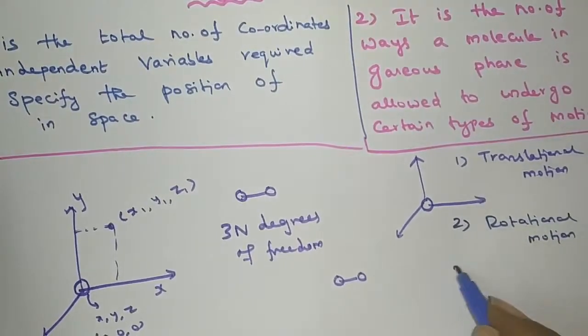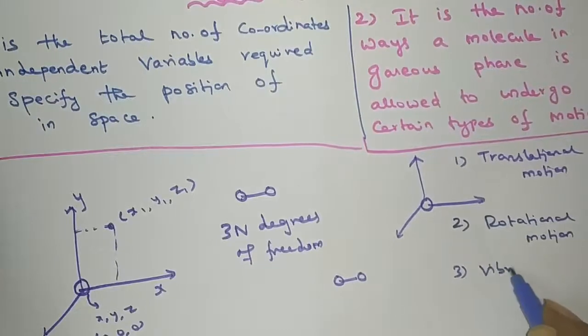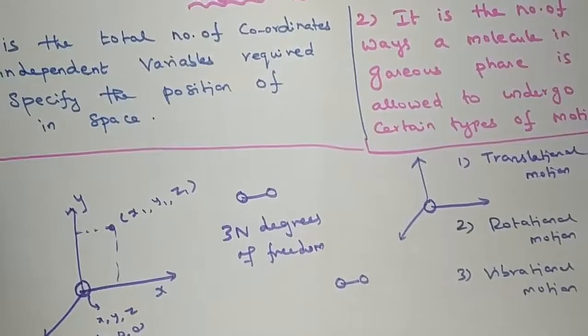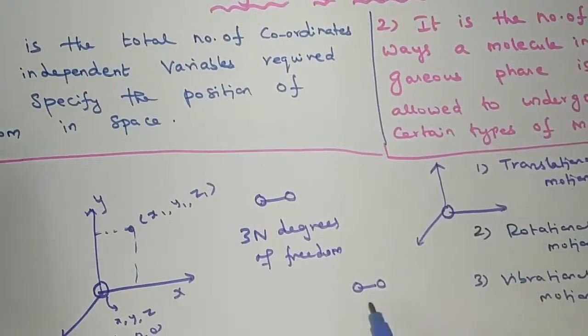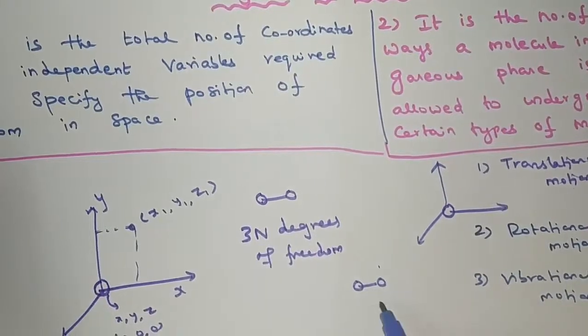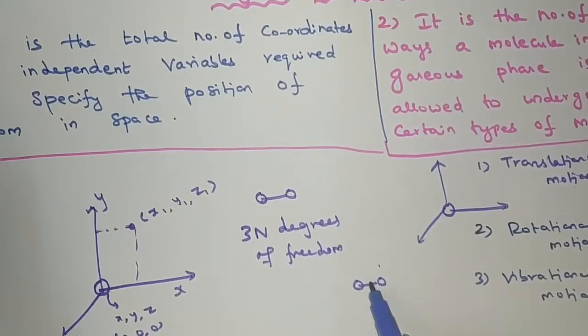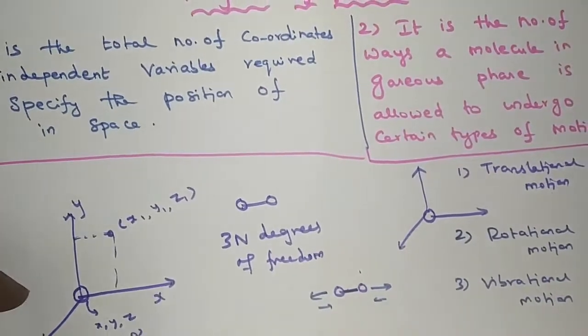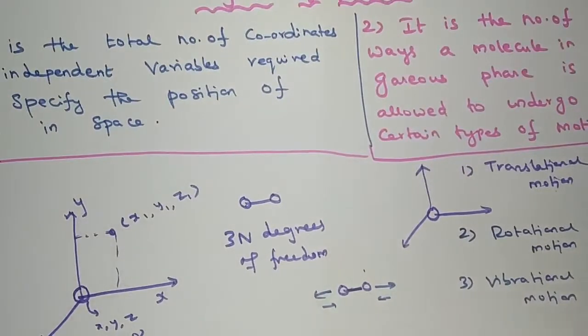And another type of motion is called vibrational motion, which possibly takes place at higher temperature. So again, consider I have a molecule like this. At higher temperature, what happens? The bond stretches and contracts like this. This is called vibrational motion, right? So we will be discussing this. We will discuss all these types of motion in detail.